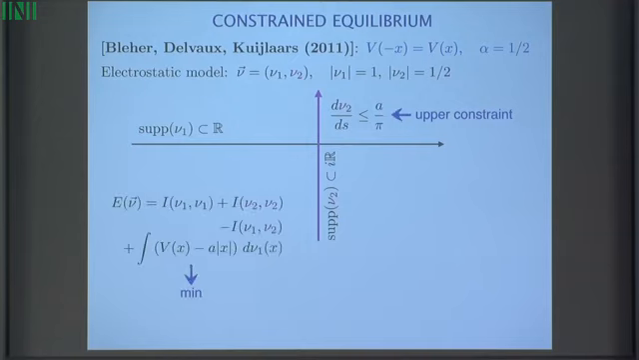And you look at the following electrostatic model. Now, again, you have nu1 and nu2, these components. You have the energy of each component, the internal energy. But nu1 and nu2 are attracting each other.